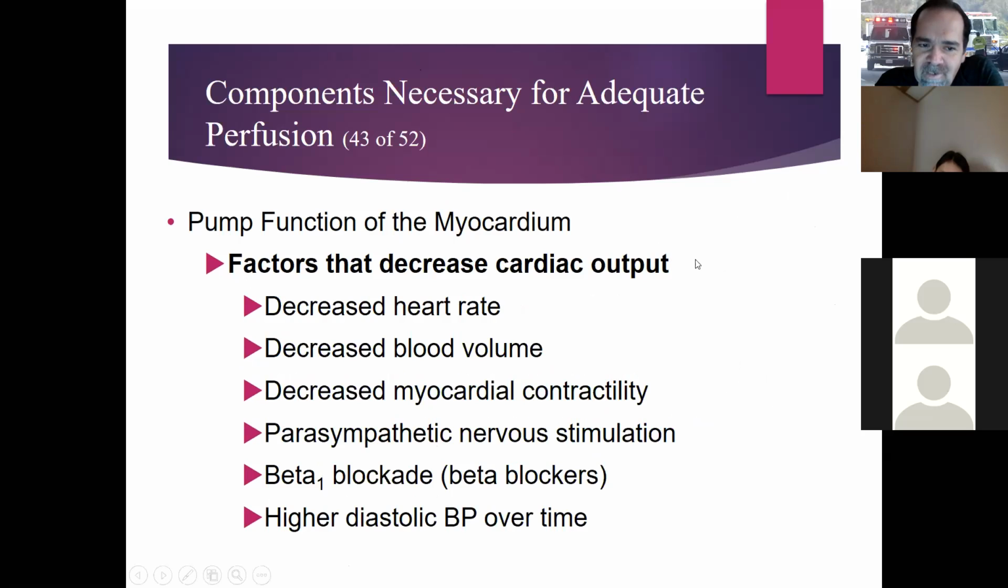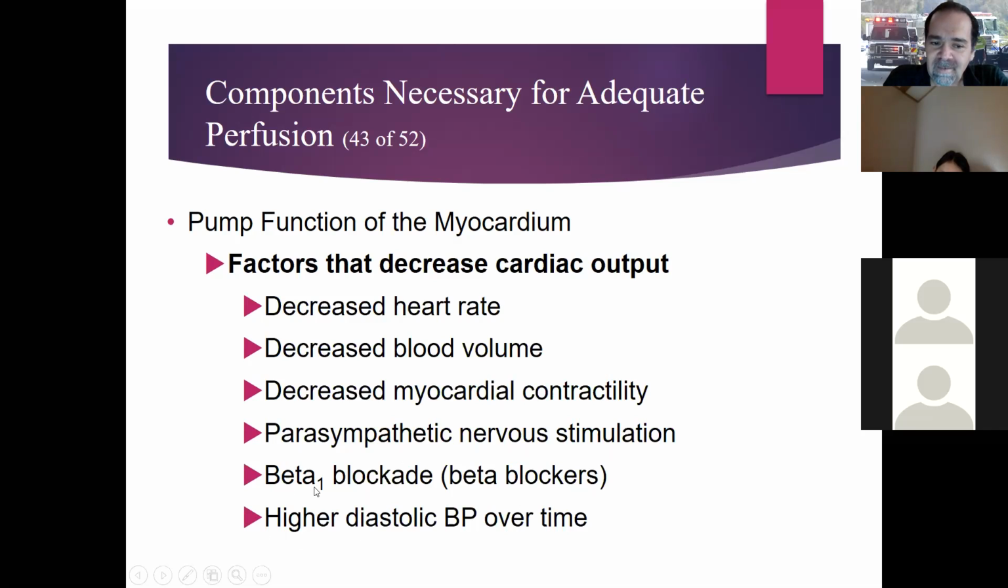Now, factors that decrease cardiac output. We just talked about the ones that increase it, not the ones that bring it down. If you lower your heart rate, if you lower your blood volume. In other words, if you lower the heart rate, it'll bring down the cardiac output. If you decrease the blood volume, in other words, if you're bleeding out, you're going to lose your blood pressure. If your heart is not pumping as well as it's supposed to, it's also going to decrease cardiac output. If the parasympathetic nervous system kicks in, remember the other one's sympathetic, then you're going to have a lower cardiac output.